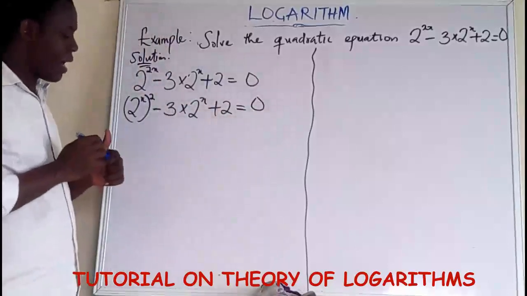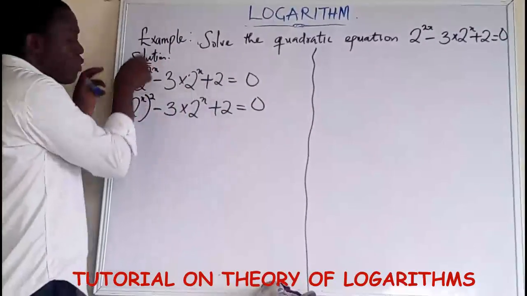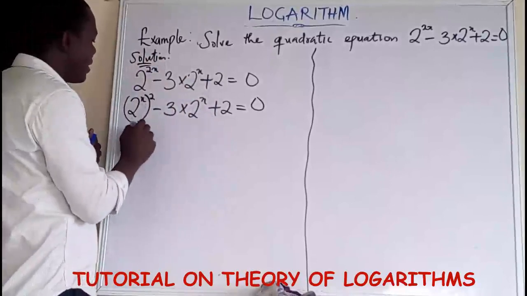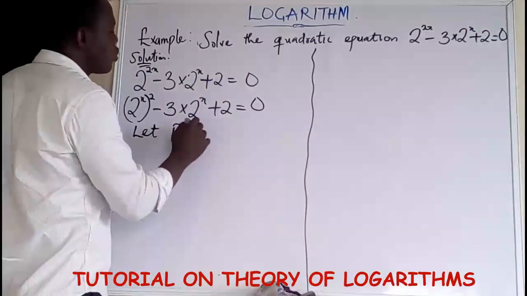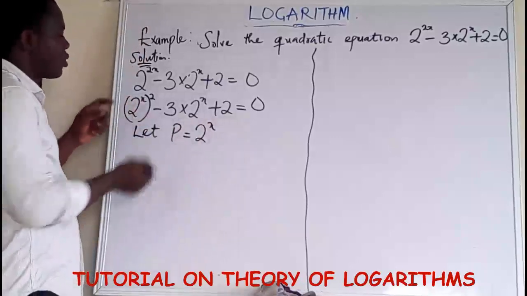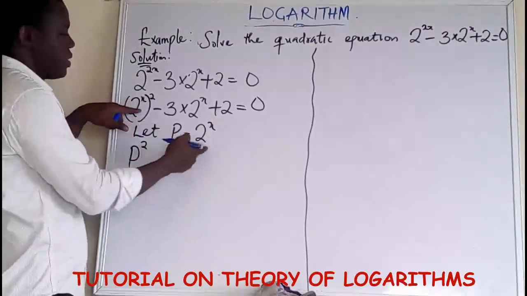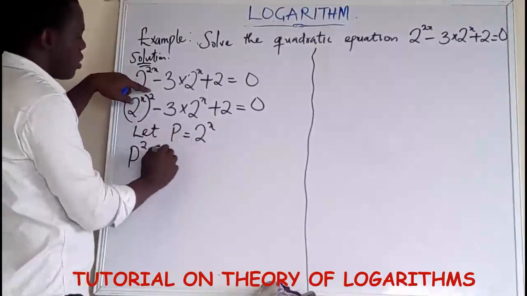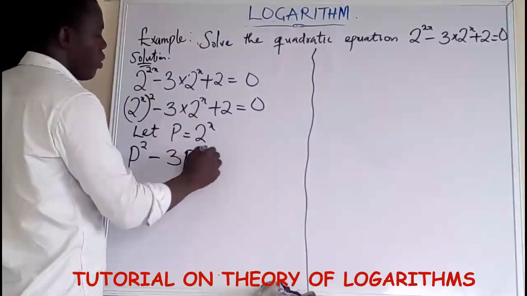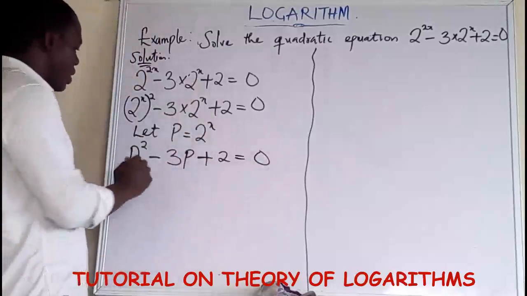You can see now that I've been able to isolate 2 raised to the power x, even though we have 2 raised to the power 2x here. So I say, okay, let p equal 2 raised to the power x. Anywhere we see 2 raised to the power x, I will put p there. So in this equation we have p raised to the power 2, minus 3 times p, that's 3p, plus 2 equals 0.